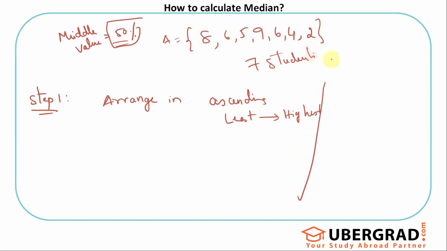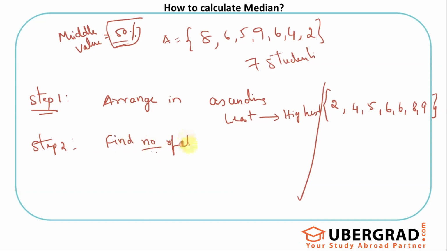So what would I do for this? What is the least? 2. Next it is 4, 5, 6, 6, 8 and 9. This is how the data will be arranged. Step 2: find the number of data points, or number of elements, in the data. I have here 1, 2, 3, 4, 5, 6, 7. So let's say the number of elements is n, so that's 7 elements.